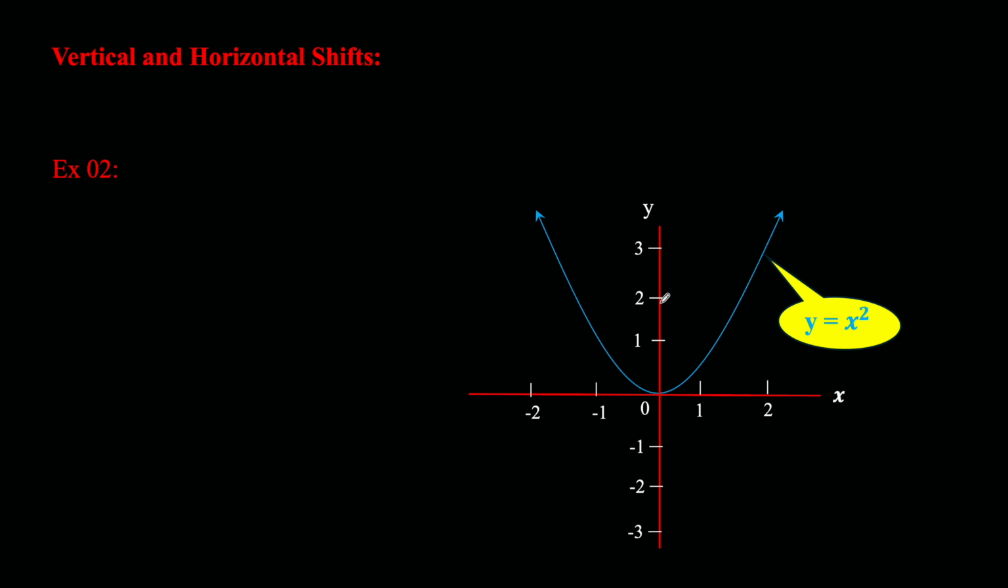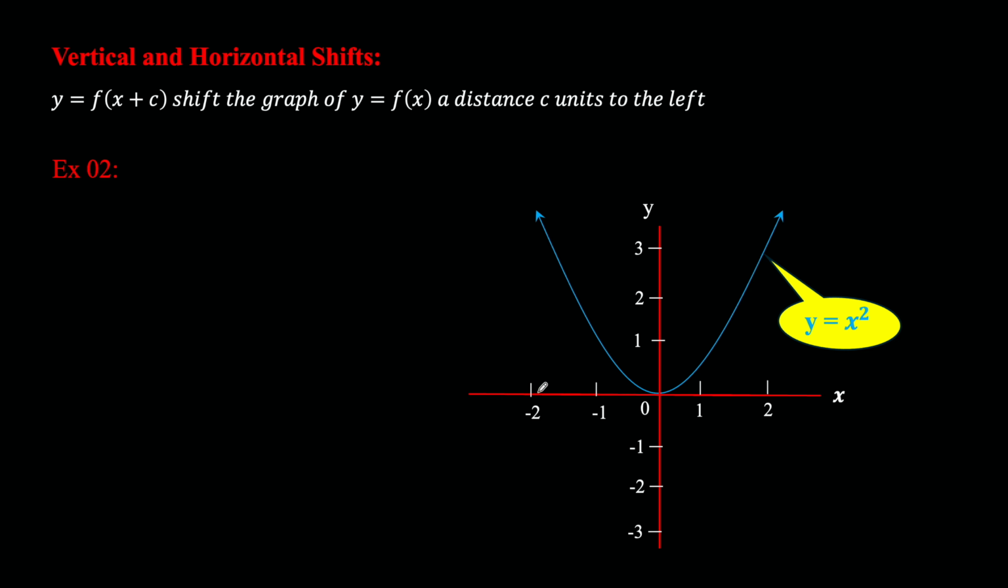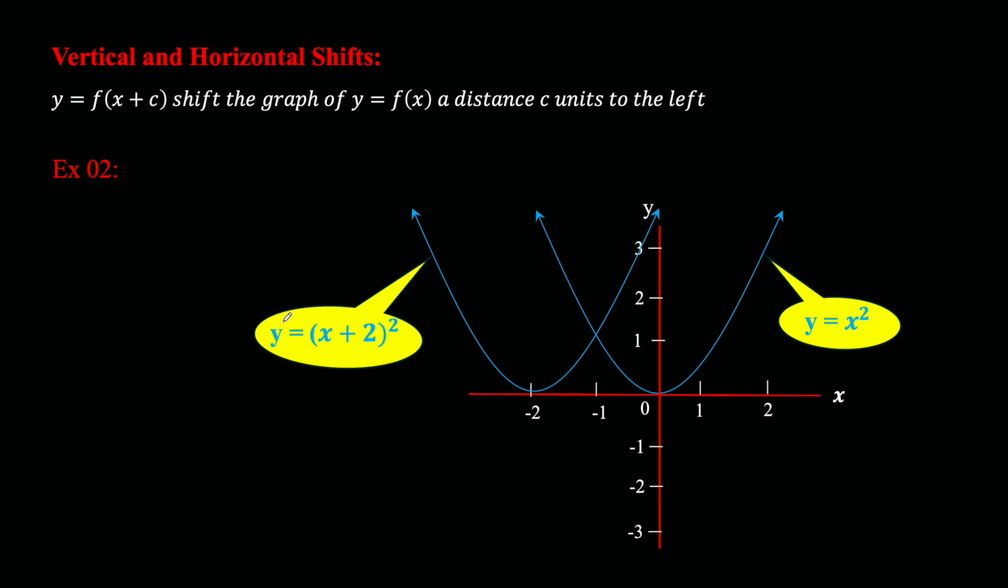Now what if I want to shift my function to the left? So y is equal to f of x plus c shifts the graph of y is equal to f of x a distance c units to the left. So we just simply put y is equal to x plus 2 to the power 2, okay? So you see 2 is included into the function, okay? In this case, it shifts the curve leftward. With number 2, if we had 3, it would come here and so on, okay?